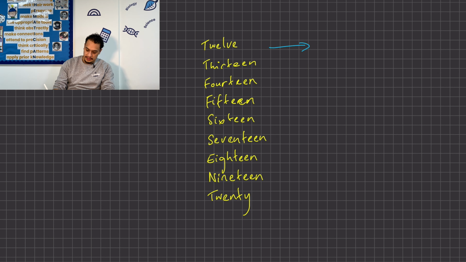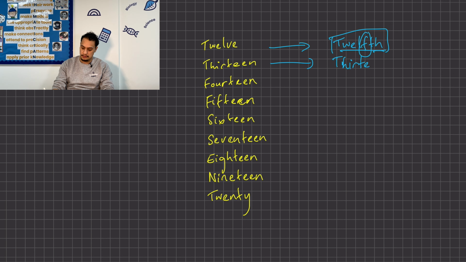So you can see here 12 goes to, this one's often misspelled. You can see here we've got an F instead of the VE and then the TH ending. 13, well, this one you just add th on the end. 14 becomes 14th. Again, that doesn't really change that much. We just add th on the end. 15 becomes 15th.